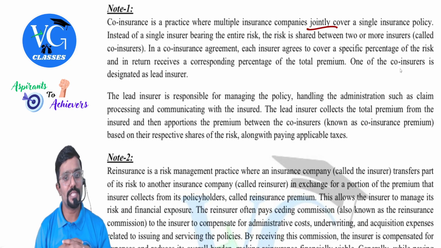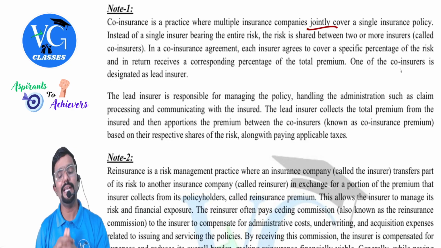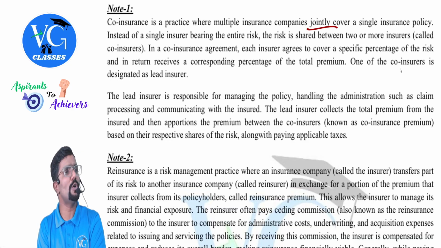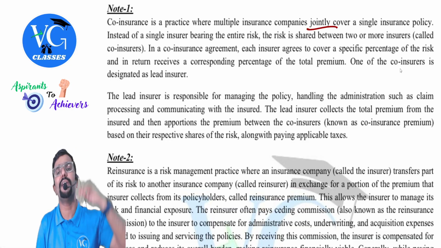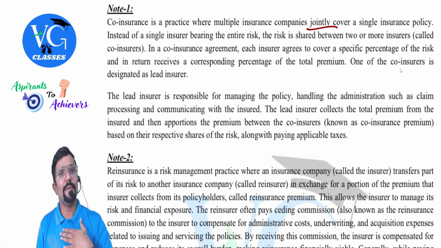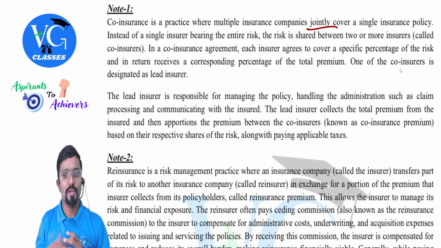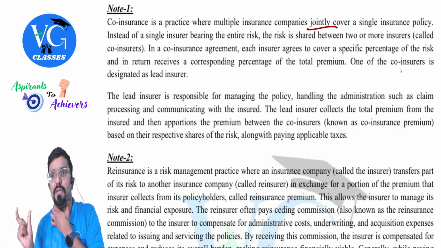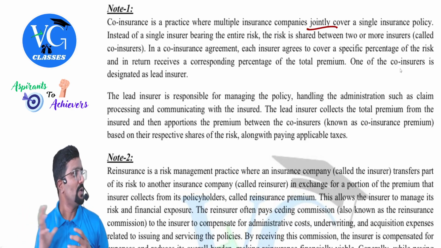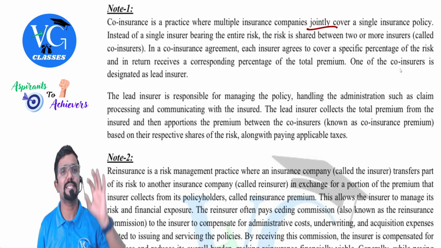The lead insurer is responsible for managing the policy, handling the administration, such as claim processing and communicating with the insured. The lead insurer collects the total premium, which we also call gross premium. In my example, how much was it? 1 lakh, from the insured. So I paid 1 lakh to SBI and then they apportion the premium between whom? Co-insurer. So how much is that, guys? 25,000. What do we call it? Co-insurance premium. ICICI received how much from SBI? 25,000. What do we call it? Co-insurance premium.